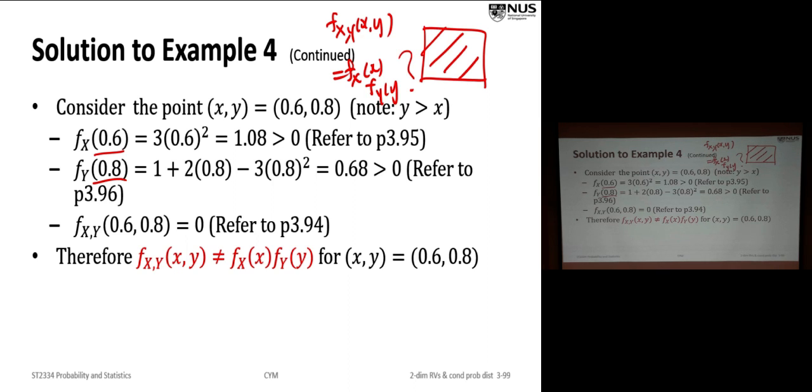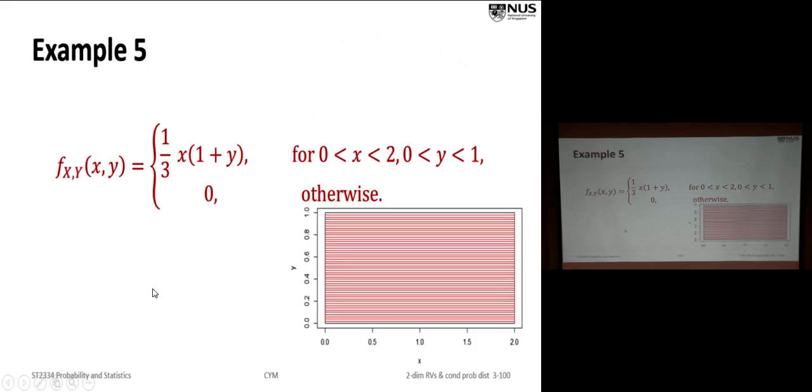So what I'm saying is that if the region is not a rectangular shape, then it's almost sure that they are not independent. But if there's a rectangular shape, you cannot jump to the conclusion that, oh, x, y are independent. No, you still have to check whether f of x,y equals f of x times f of y. All right? Now here's another example.